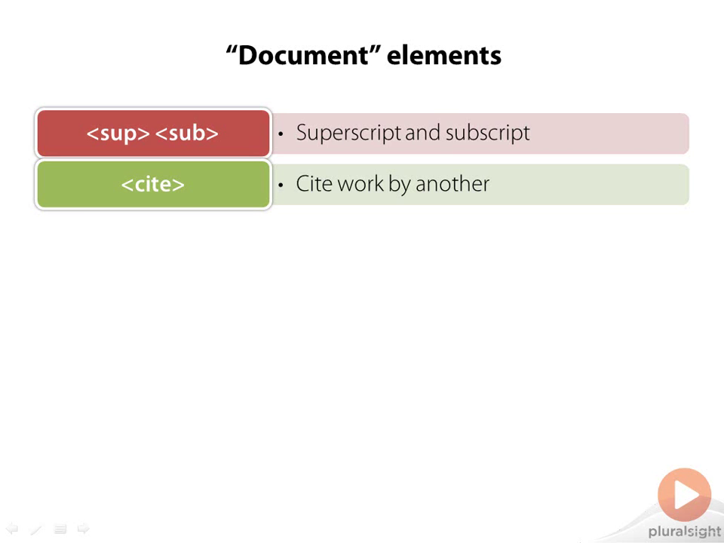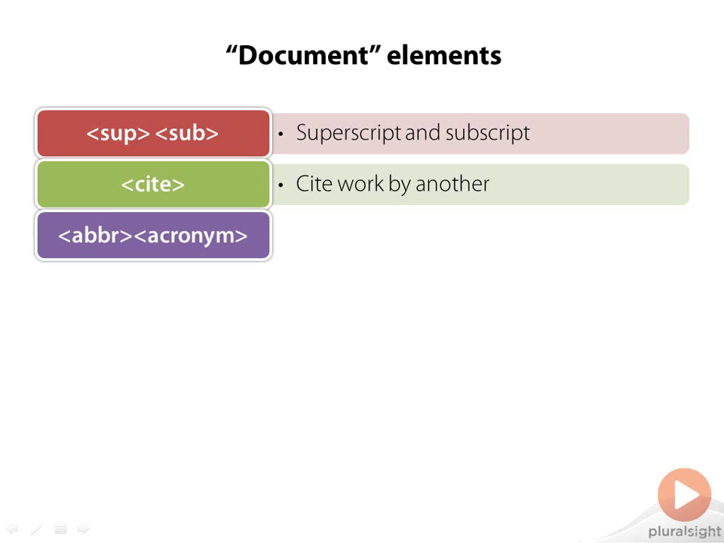And so typically this will get rendered out in the browser as some italicized text. We have the abbreviation and acronym elements. These allow you to use acronyms and abbreviations in your document, but also to provide the expanded text that goes along with that as an attribute. This allows somebody usually to hover over the acronym or abbreviation you're using and see the expanded out text. So it's very helpful.